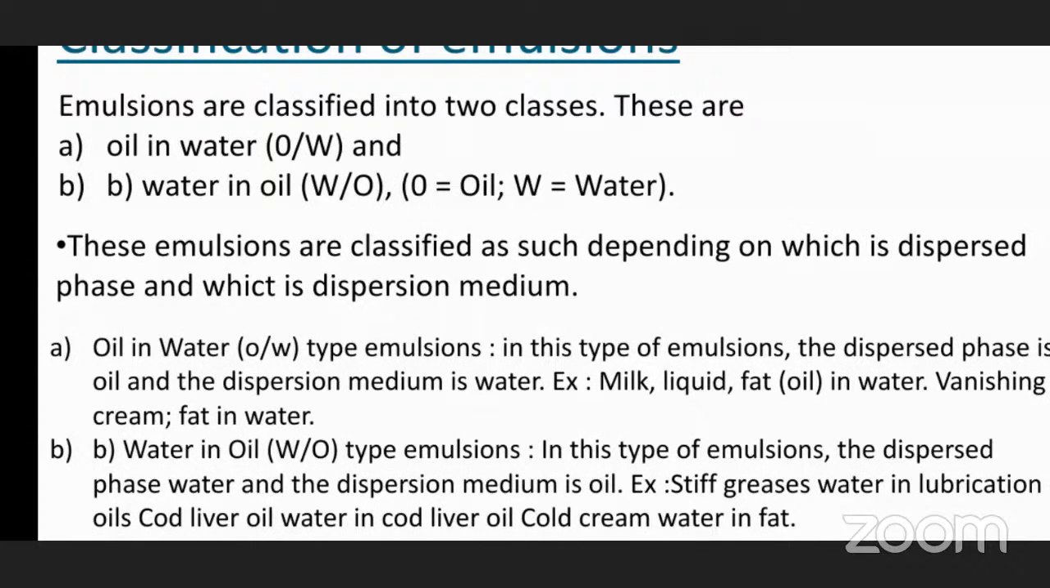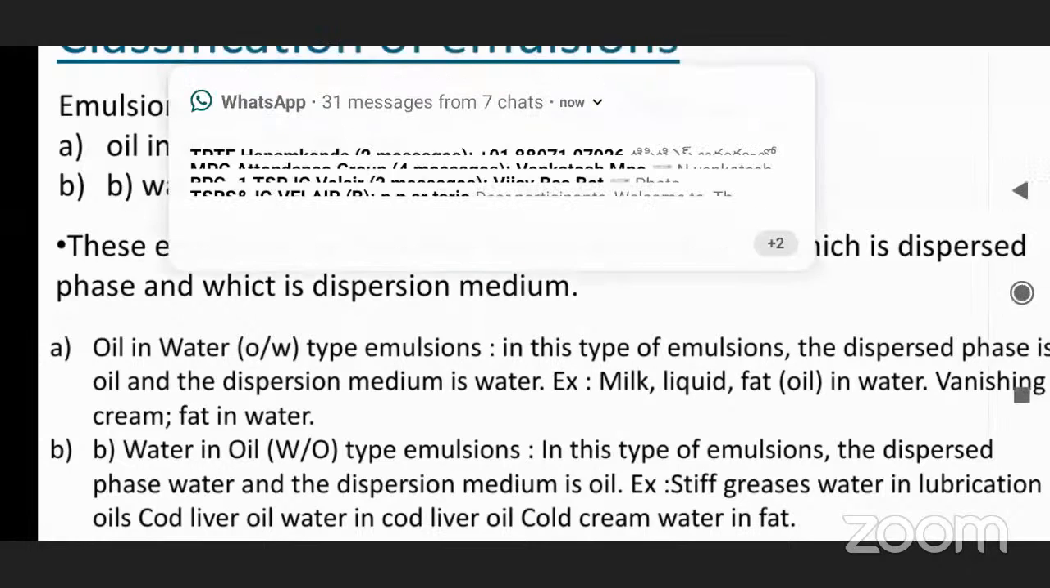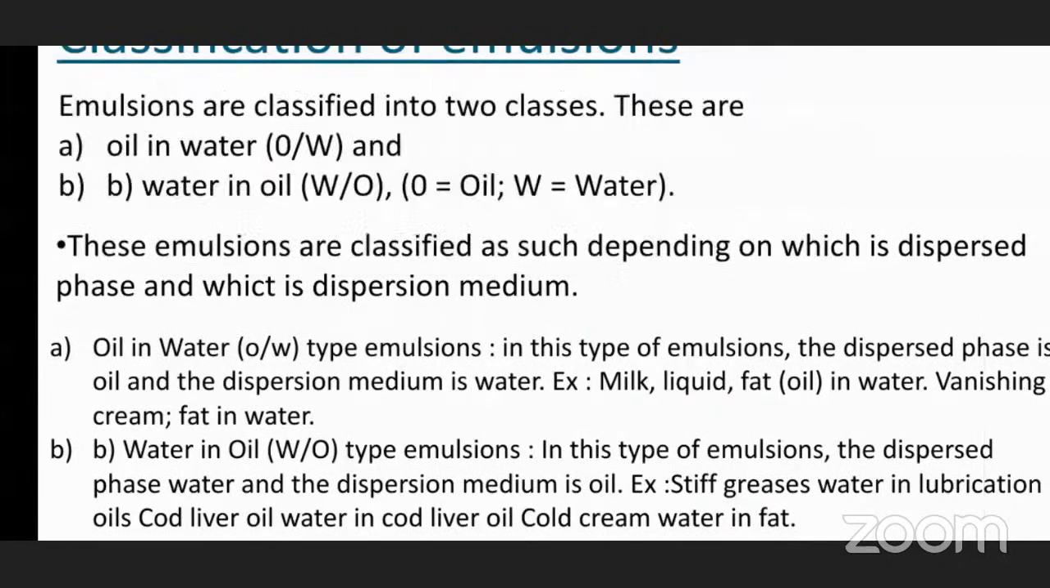Water is the smaller quantity, that's why water is called the dispersion phase. But oil is the major quantity, that's why oil is called the dispersion medium. Examples are cod liver oil or stiff greases. These are all examples under water in oil. Don't confuse here. Oil in water is the first one, the second one is water in oil. This is important. Water in oil.